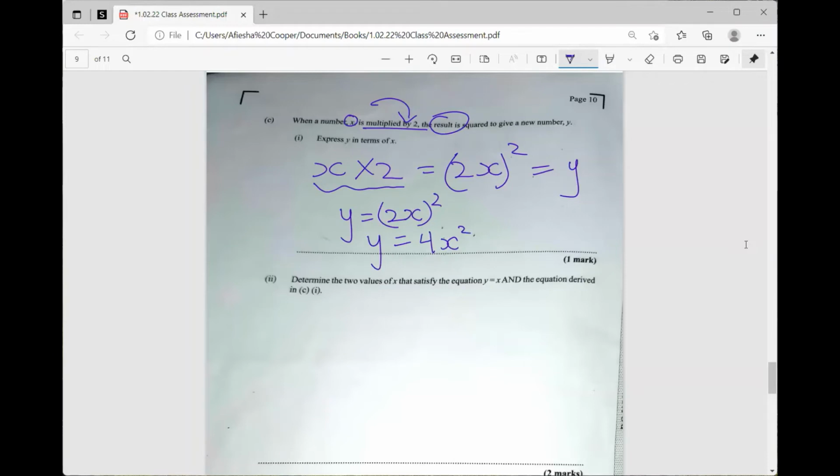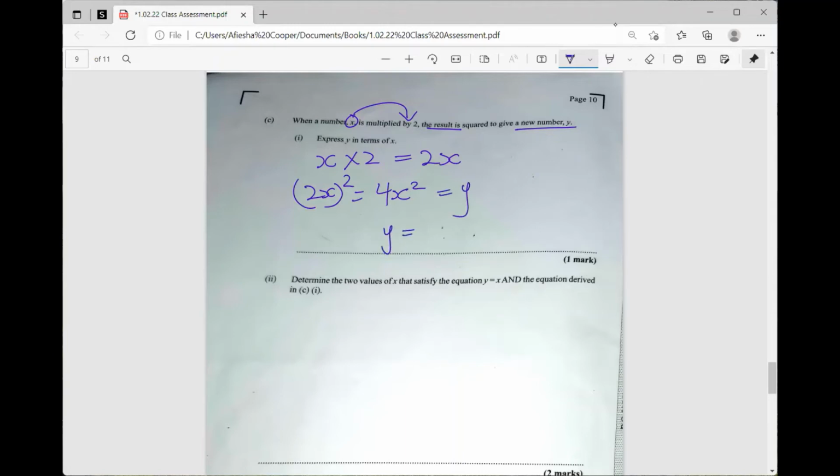So I'm going at this again. It takes some reading and understanding. Remember, they refer to numbers as x and y. A number x is multiplied by 2, and the result of that is 2x. Then the result is squared. So 2x squared gives me 2 squared is 4, x squared is x squared, to give a new number y. So y is equal to 4x squared. Any questions here?